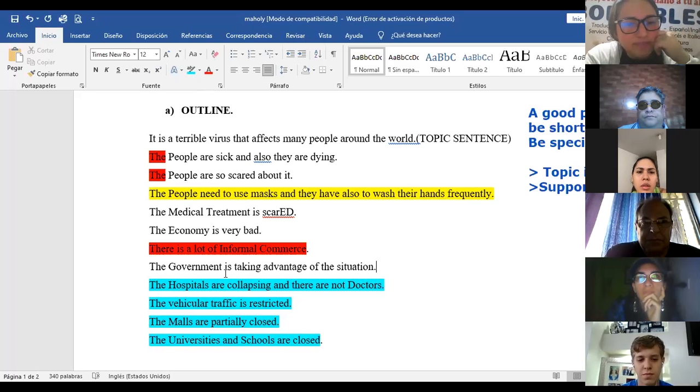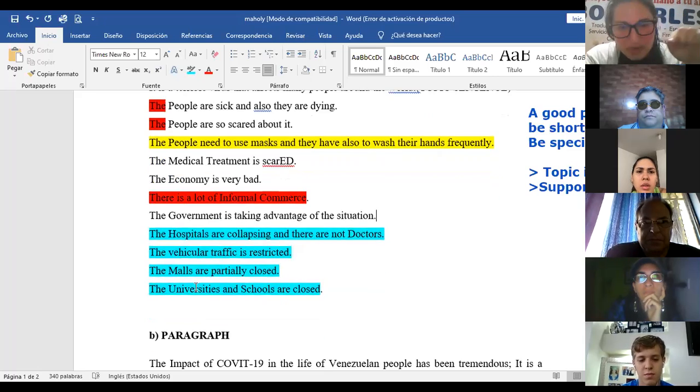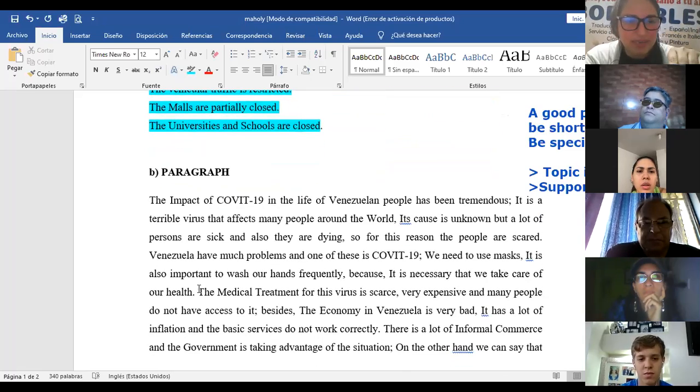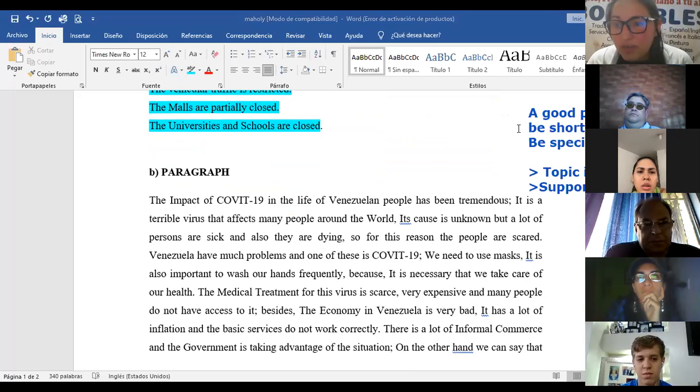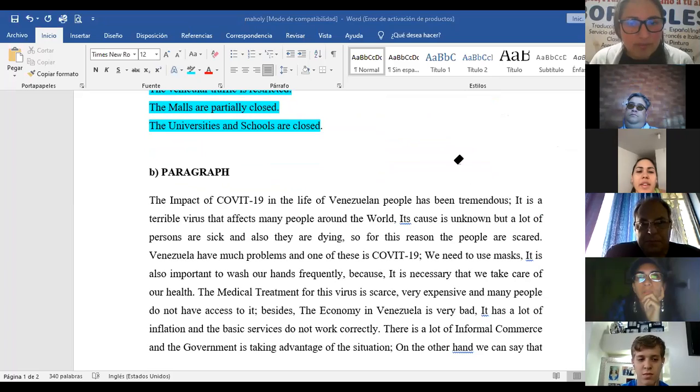Ok. Vamos ahora a ver si en el párrafo están reflejadas así de esta manera. Ok. Dice, ¿quién quiere leer? Maoli, ¿lo quiere leer? Do you want to read it? Okay, yes. Go ahead, please.